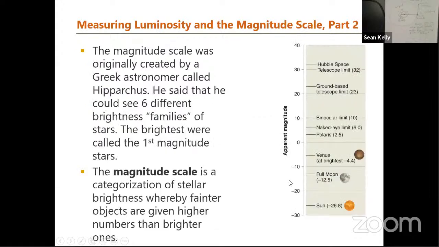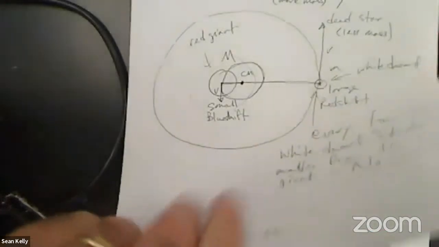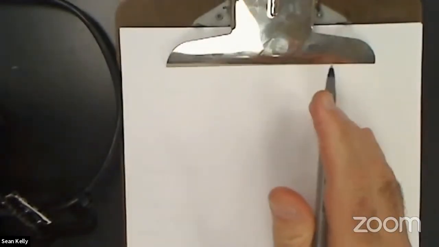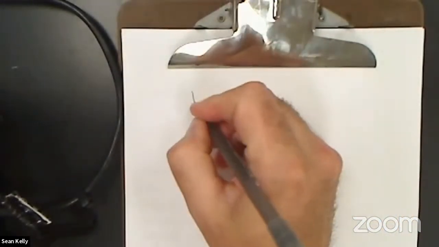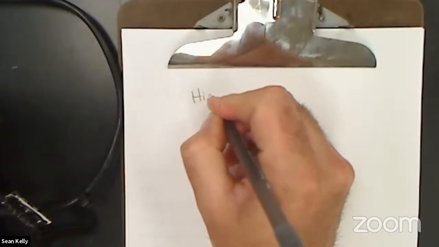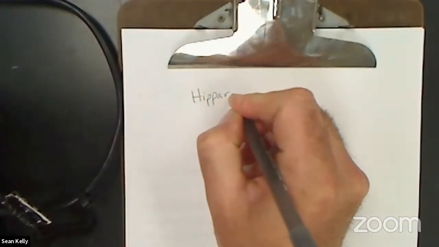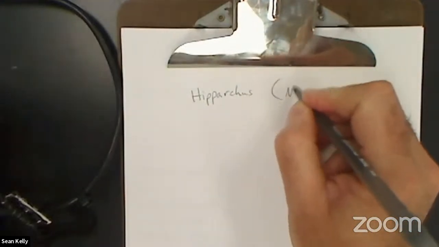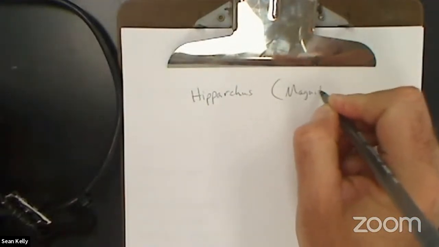I have a slide here, but I kind of want to just tell you a story. So I'm going to go ahead and tell you a little story. This is about a Greek astronomer who was trying to bring order to his star charts, and his name is Hipparchus. There are several Hipparchus, but this one, if you go look him up, invented what is called the magnitude scale.